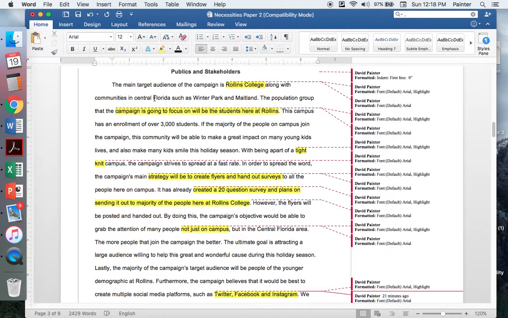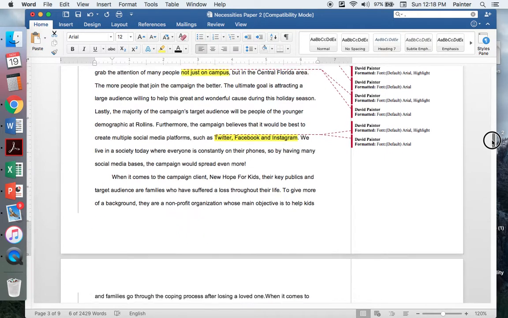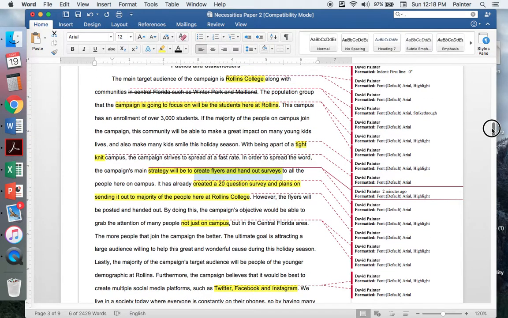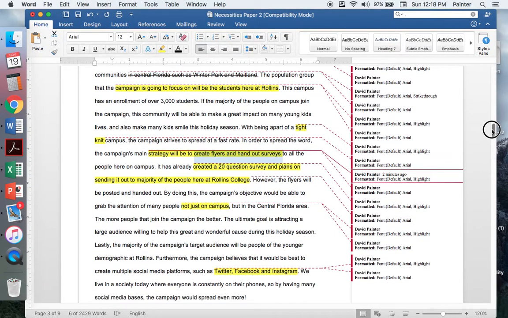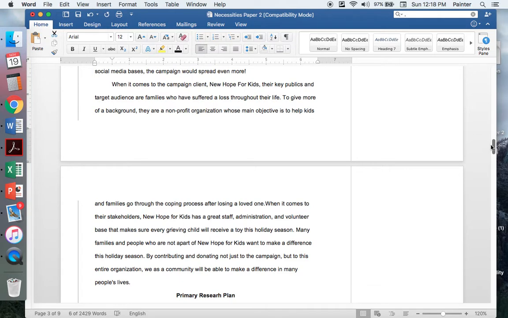I don't think I would try to talk about Central Florida and Maitland, especially when you say here the strategy is flyers and surveys. It's just really confusing. I would cut out as much about the campaign as I could and talk specifically about the target audiences and how you will use the information about their demographics and psychographics to create a successful campaign.